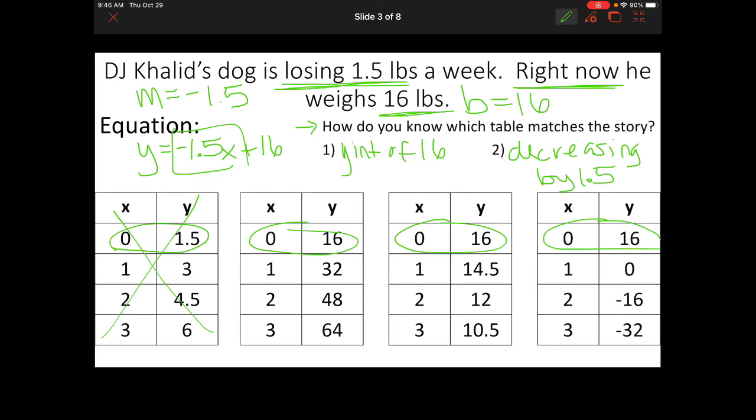So if I do 16 minus 1.5, do I get 32? No, that doesn't make sense. If I do 16 minus 1.5, do I get 14.5? I do. Let's double check this last one. If I do 16 minus 1.5, do I get 0? No way. And so this is the table that matches that story problem.